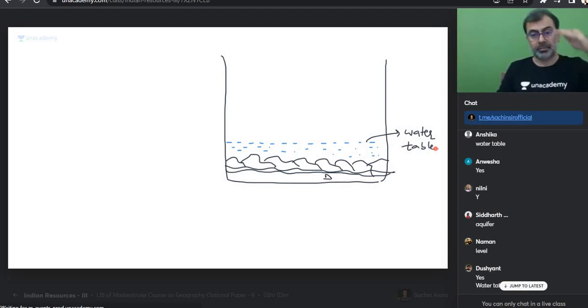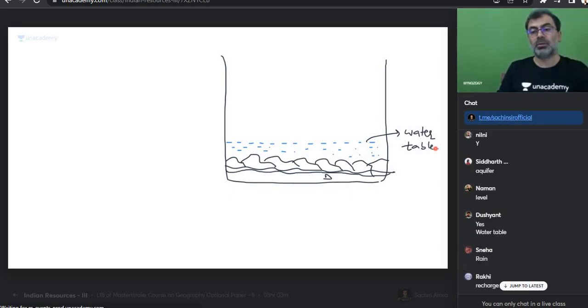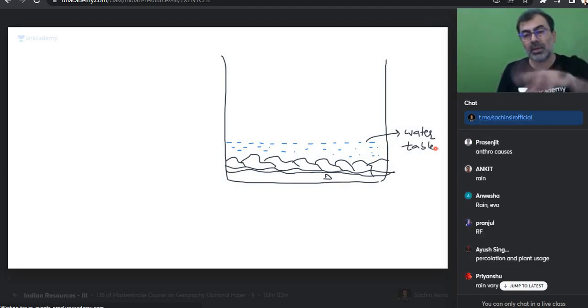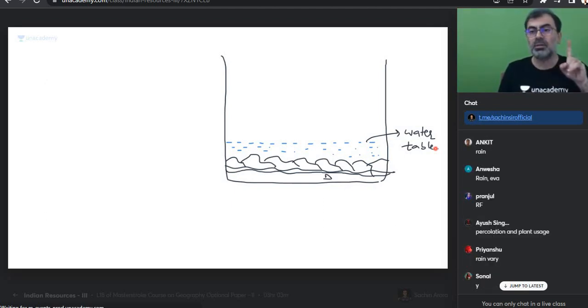Can anyone tell me why? It goes up, it rises, it falls down. Why? It depends on recharge and depletion. That is the final answer. Recharge and depletion: how much you fill and how much you extract will decide it. Get that? Will it change with season?